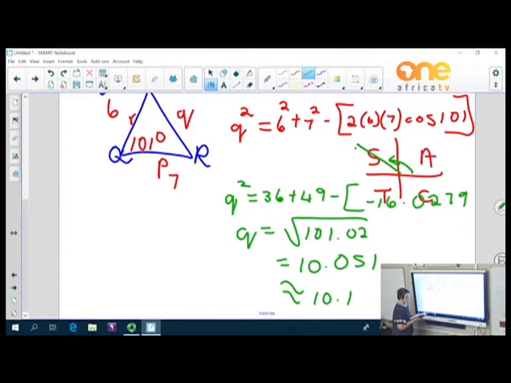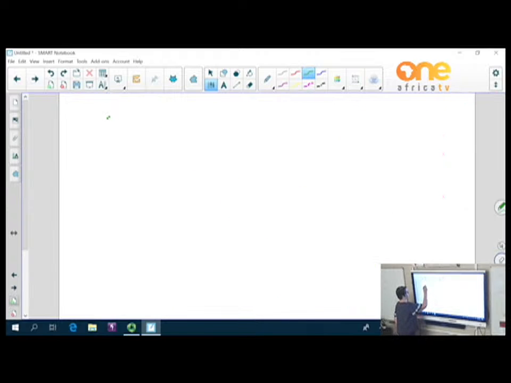Now we're moving to exercise 33. And we have a little bit more of word sums here now. Try now. 33. Page 473. In the diagram, so we have a sketch.